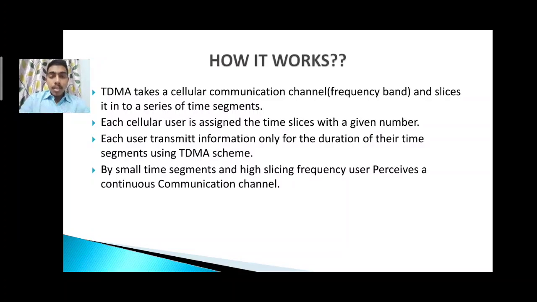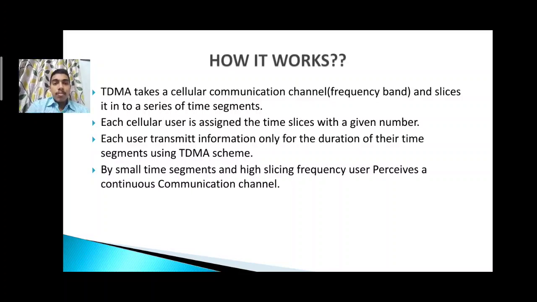That means it will take a channel and divide it into some time slots, and it will transmit in different time slots at different times. Each cellular user is assigned time slices with a given number. It means if we are dividing into 4 time slots, 1, 2, 3 and 4, then each number should transmit in a different time slot.